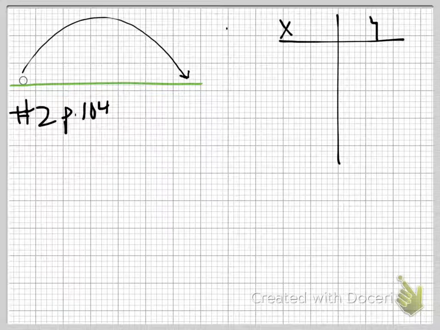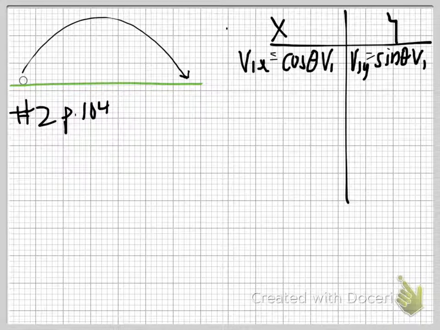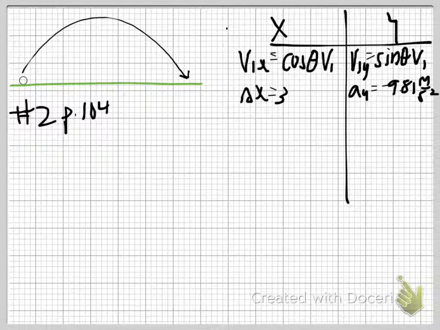We've got our x, we've got our y, we've got VIx, VIy. Oh, I made that too small. Okay, so for number 2, we've got our expressions for VIx and VIy. We know that there's no acceleration on the x. We know that acceleration on the y is negative 9.81 meters per second squared. We know our x displacement, 301.5 meters.